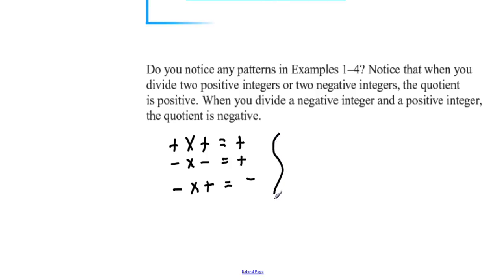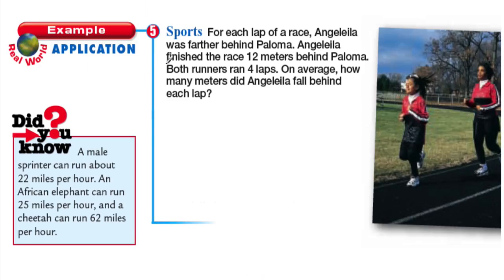So when you are dividing integers, when you have a positive divided by a positive, that will result in a positive integer. When you have a negative divided by a negative, that will also result in a positive integer. And when you have a negative divided by a positive, that will result in a negative integer, or negative answer. Okay? So which brings us to the last example.